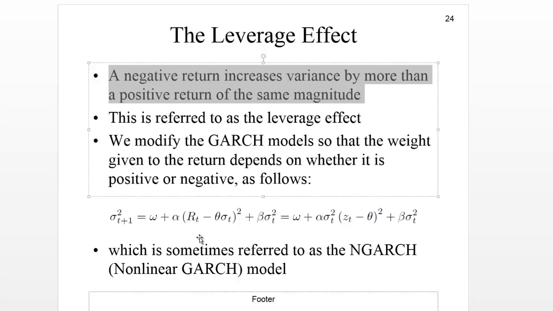So if you get a negative return, here we're going to get negative minus a negative. So negative minus negative is going to give us, when we square it, a bigger number than if we get a positive return minus negative. So basically the impact of a negative return is going to be bigger on tomorrow's variance than a positive return of the same magnitude. We'll refer to this model as the N-GARCH model, or the nonlinear GARCH.